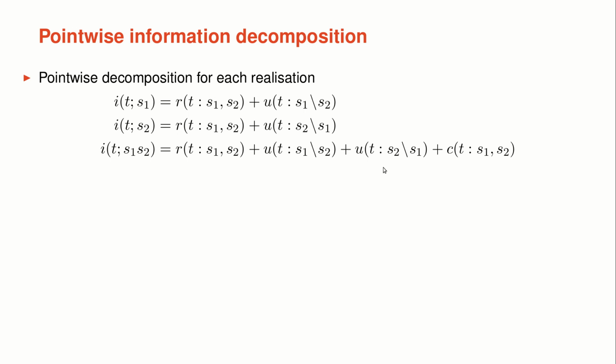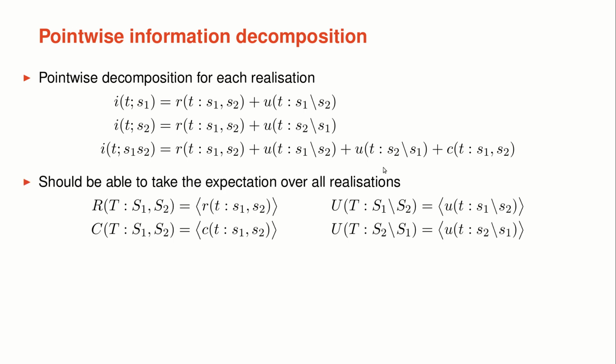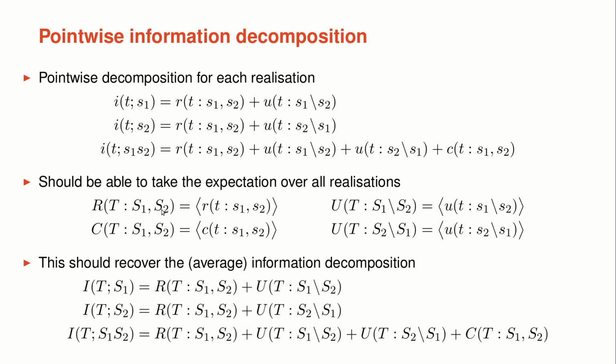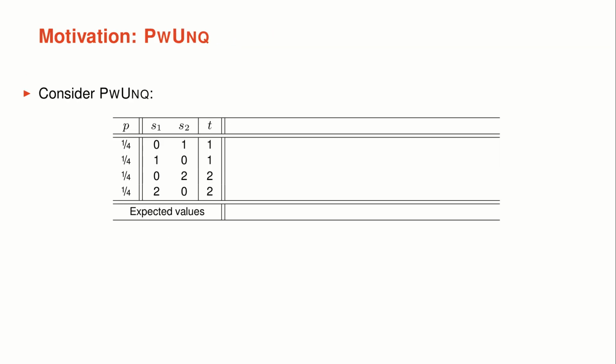So here we've just rewritten the same equations but on a pointwise basis. We should be able to take expectation values over these local redundancies, unique and complementary terms, to get back to our average values of each, and this should recover then the average information decomposition. One of the key reasons we want to do this is to be able to solve for situations like this one, which we call pointwise unique, where we can very clearly see when the information should be identified as the same or not.